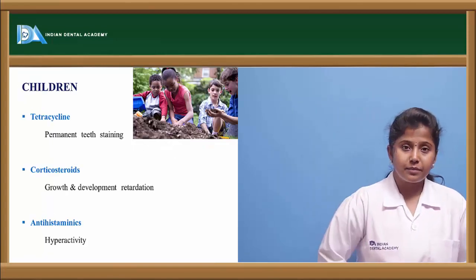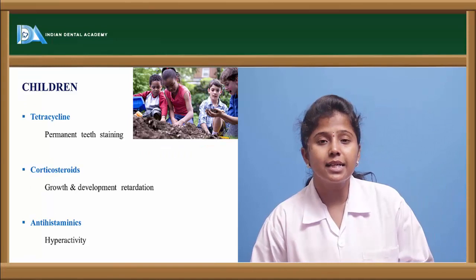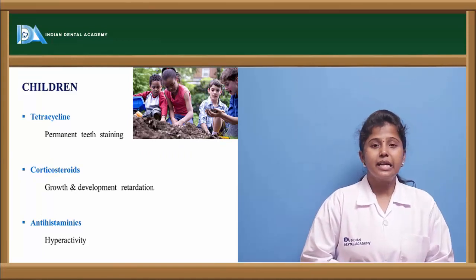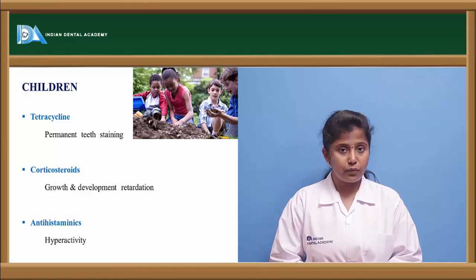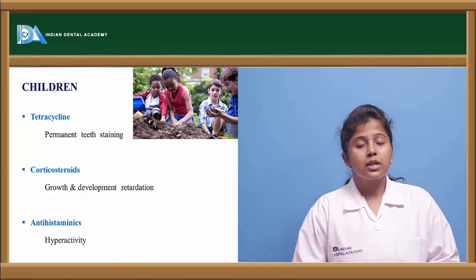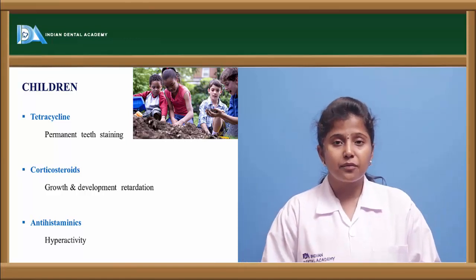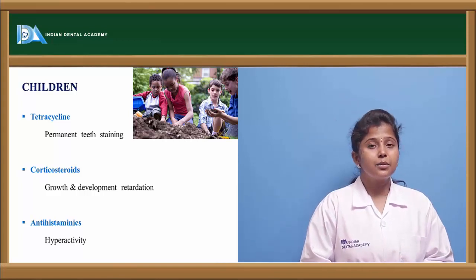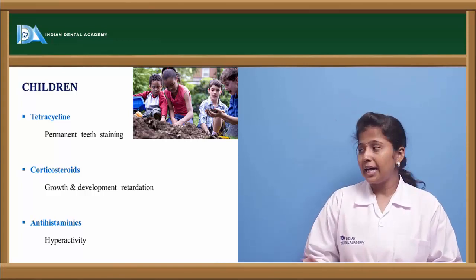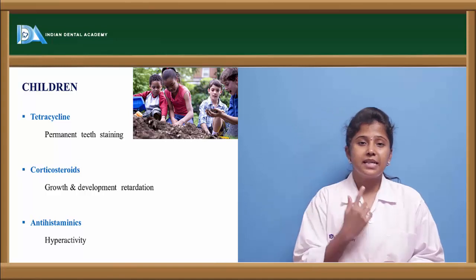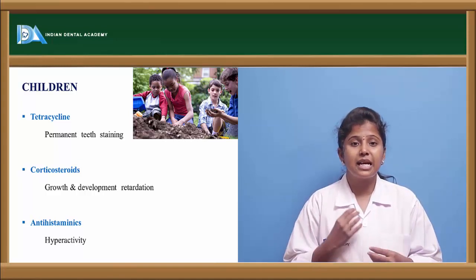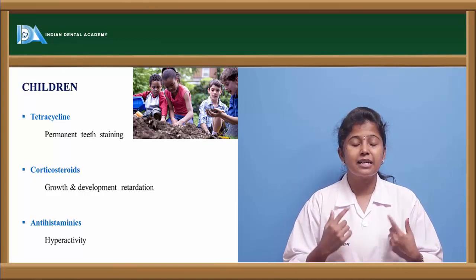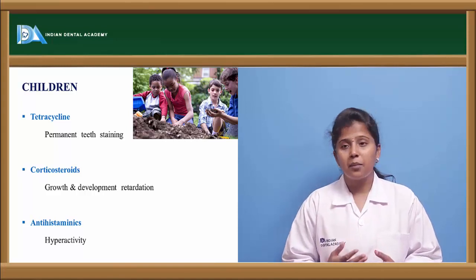If we take children, the drugs like tetracycline. It is recommended that tetracycline not be taken with food. Why? Because the calcium which is present in the food reacts with tetracyclines, and thereby they form permanent teeth staining. Even the calcium which is present in the teeth may react with these tetracyclines, and that may cause permanent staining of the teeth.